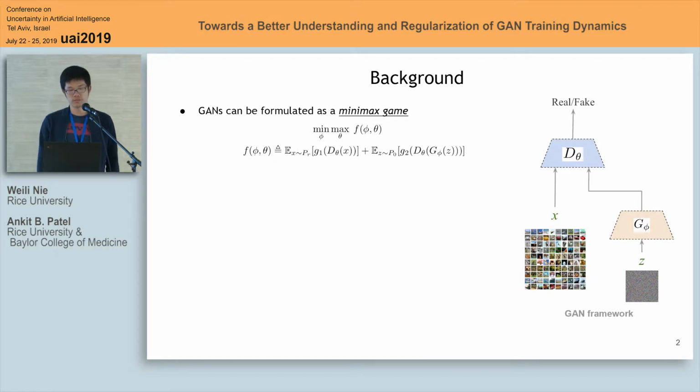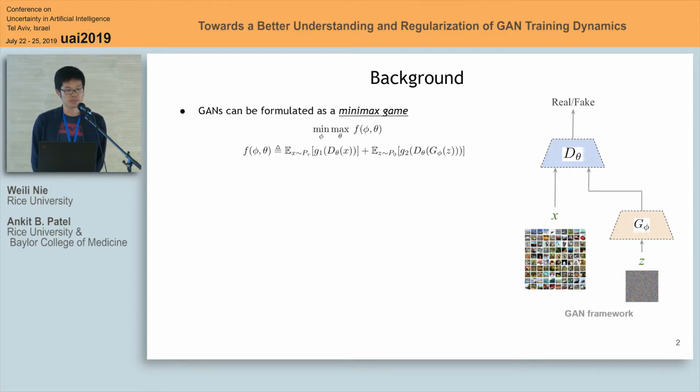So let me first introduce the background. GANs are a class of very powerful generative models. In the GAN framework, there are two neural networks. One is the generator, the other one is the discriminator. The generator takes noise as input and outputs fake samples. The discriminator will take two types of samples, real samples and fake samples, and try to differentiate whether each is real or fake. During this competing process, we hope the generator can learn to generate realistic samples.